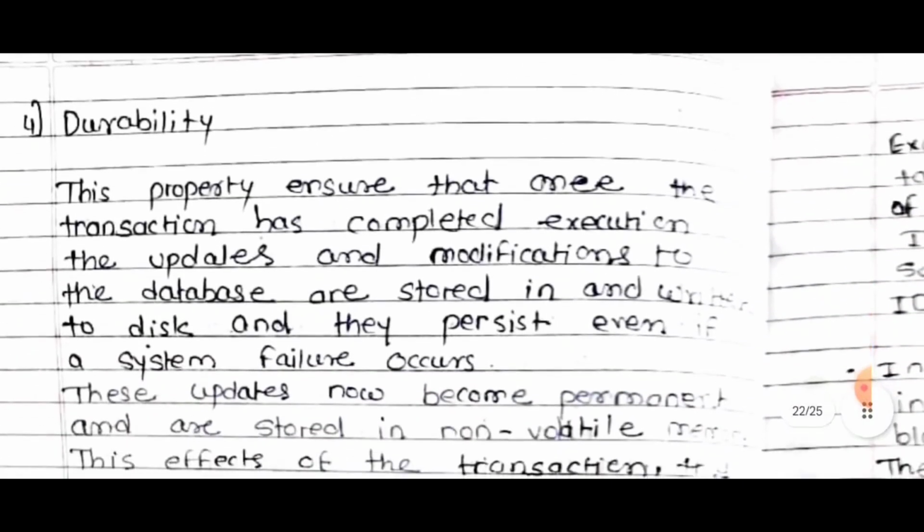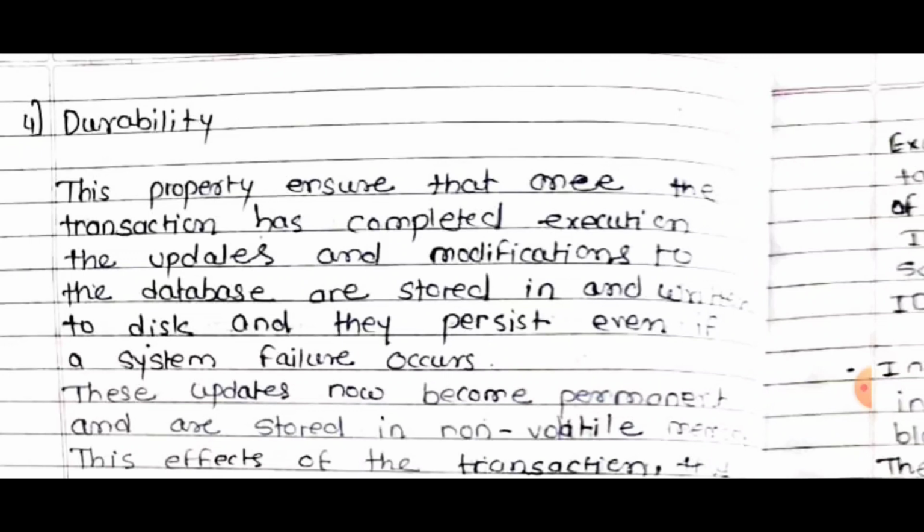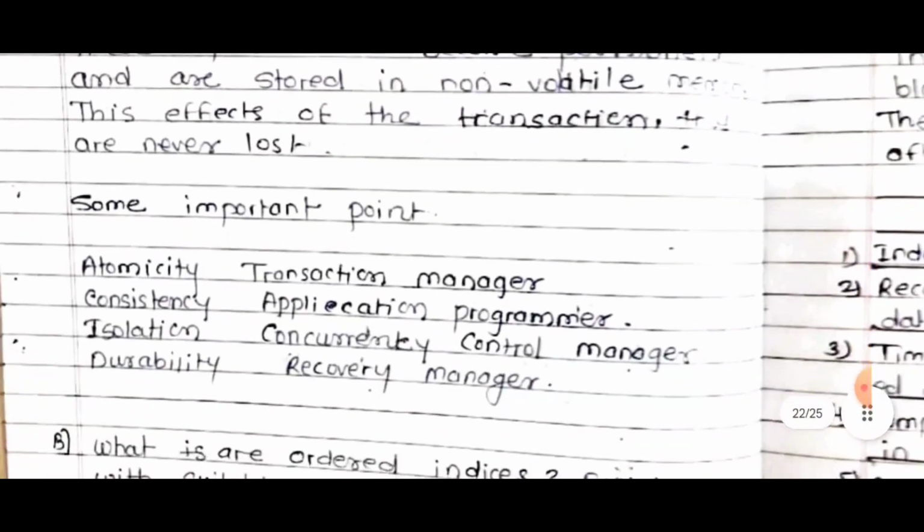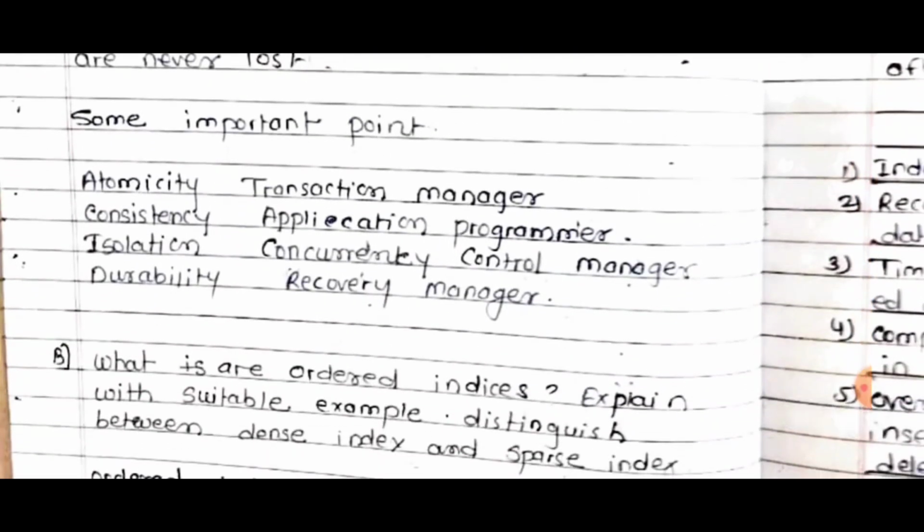Durability: this property ensures that once the transaction has completed execution, the updates and modifications in the database are stored and written to disk, and they persist even if a system failure occurs. These updates now become permanent and are stored in non-volatile memory. The effects of the transaction are never lost. These are some important points: atomicity, transaction manager; consistency, application programmer; isolation, concurrency control manager; durability, recovery manager.